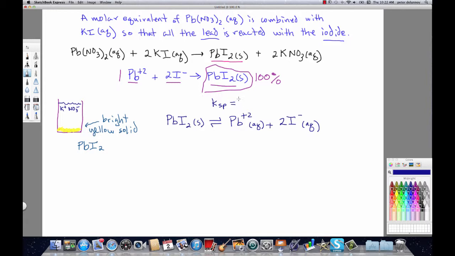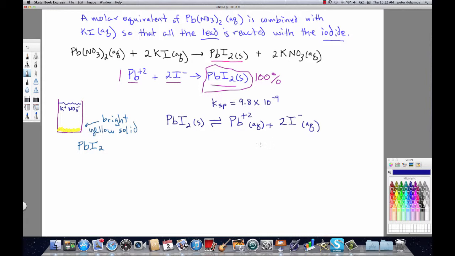Now, the equilibrium constant for the formation of the lead ion and the iodide in this case is 9.8 times 10 to the minus 9th. Now, what we're going to do here is calculate the concentration of lead ion and iodide at equilibrium. So how do we accomplish this?